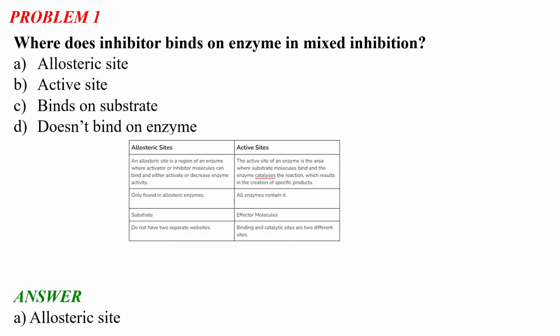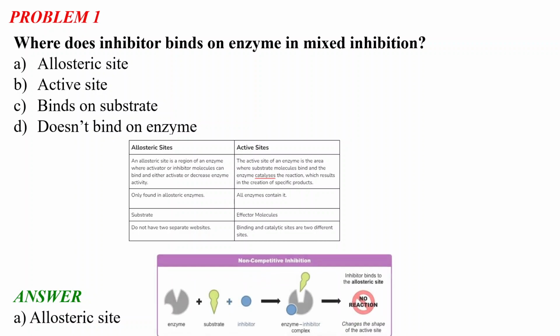They can activate the enzymes and they can decrease the activity also. The allosteric sites are only found in allosteric enzymes, but active sites are present in all enzymes. The allosteric site, after binding the molecule, works on the substrate, and for the active sites the effector molecules may act on the substrate from there. The allosteric site does not have two separate sites, but for the active site, binding and catalytic sites are two different sites. Okay.